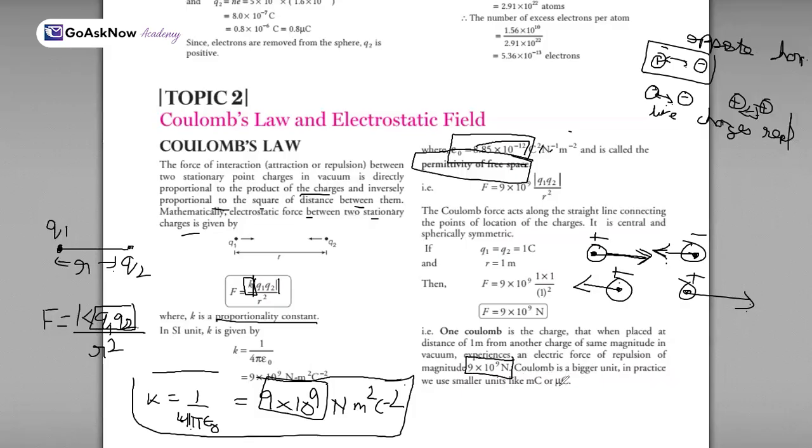So Coulomb is a bigger unit in practice. So generally we use micro Coulomb or milli Coulomb for our practical uses. Okay. So I hope that you got these points: what is Coulomb's law and how to remember this, what are the applications of this, and what are the conditions for this. So yeah, let's move further.